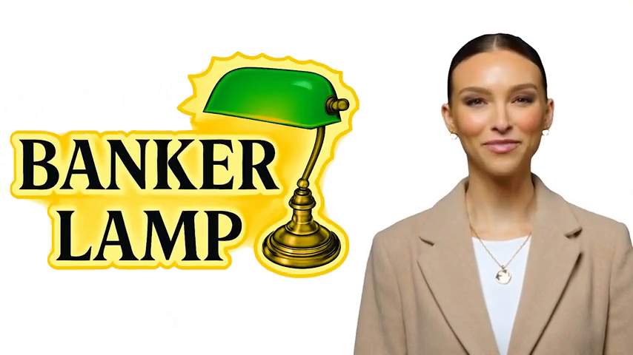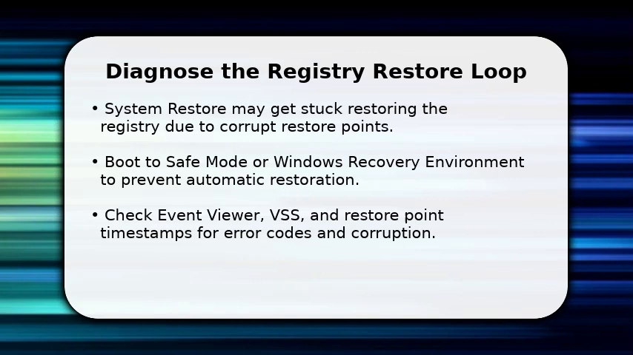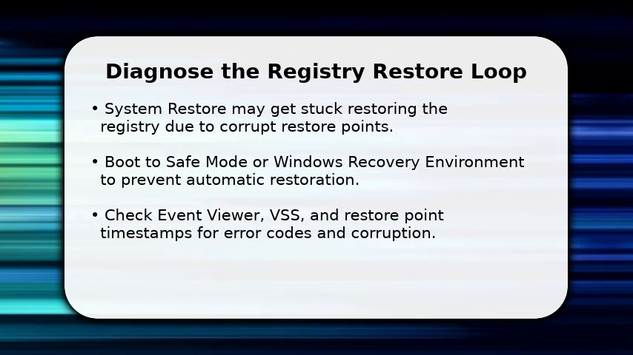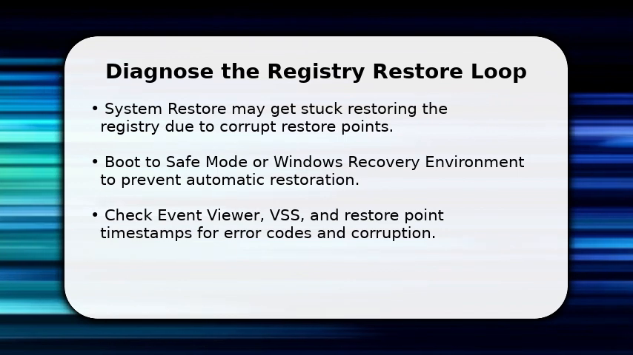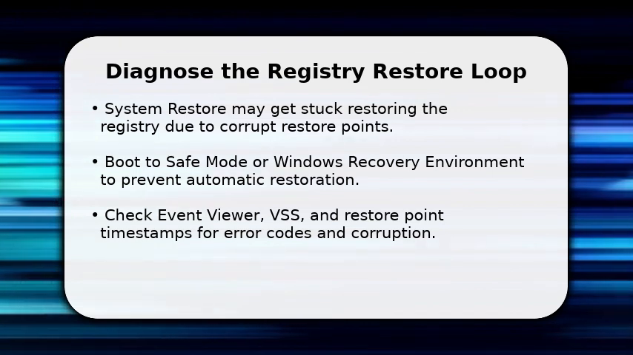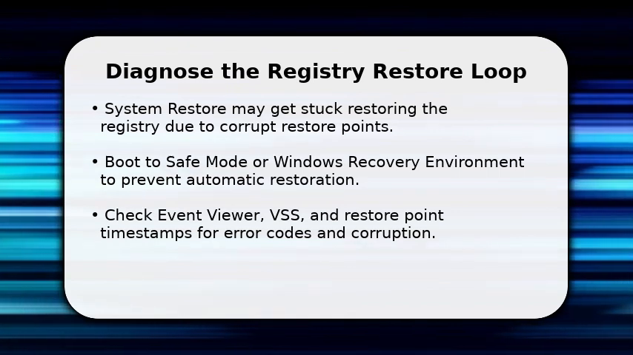Please enjoy the video. Start by diagnosing why System Restore keeps restoring the registry in Windows. Boot into safe mode or the Windows recovery environment to prevent automatic restore loops. Open Event Viewer and filter for System Restore, Volume Shadow Copy Service, and application errors. Note error codes and timestamps for the failing restore points. Check the list of restore points and their file sizes for corruption indicators. These steps reveal whether bad restore points or VSS problems cause the loop.